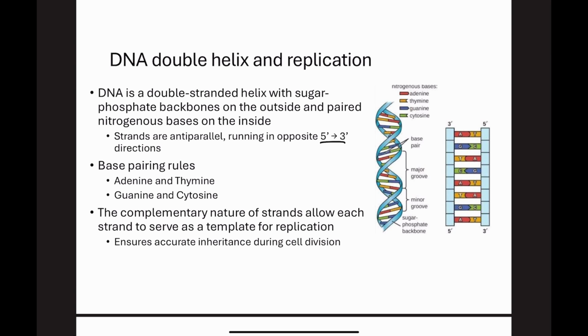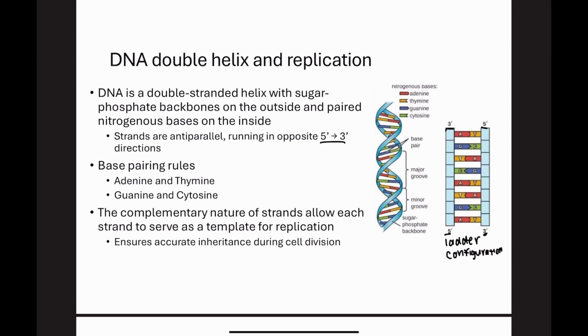So when we put our double helix into a ladder configuration, we see that our strands are anti-parallel. Here we have 3', here we have 5'. And at the end of our 5' we have a 3', and at the end of our 3' we have a 5' end. So base pairing rules in DNA are always going to be the same. Adenine and thymine will always pair, and guanine and cytosine will always pair.